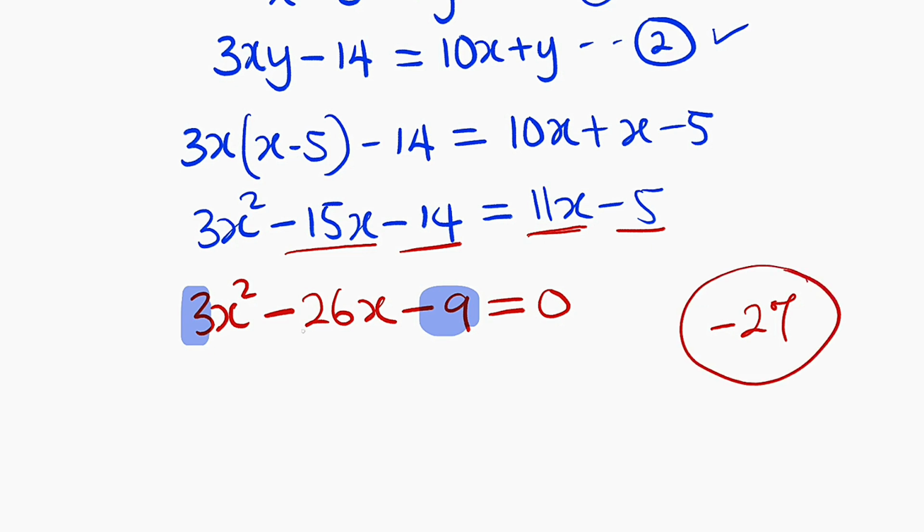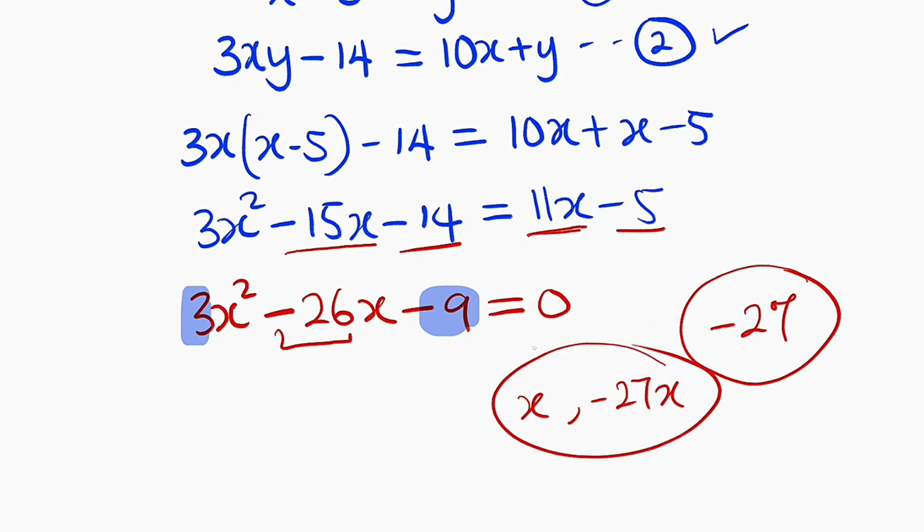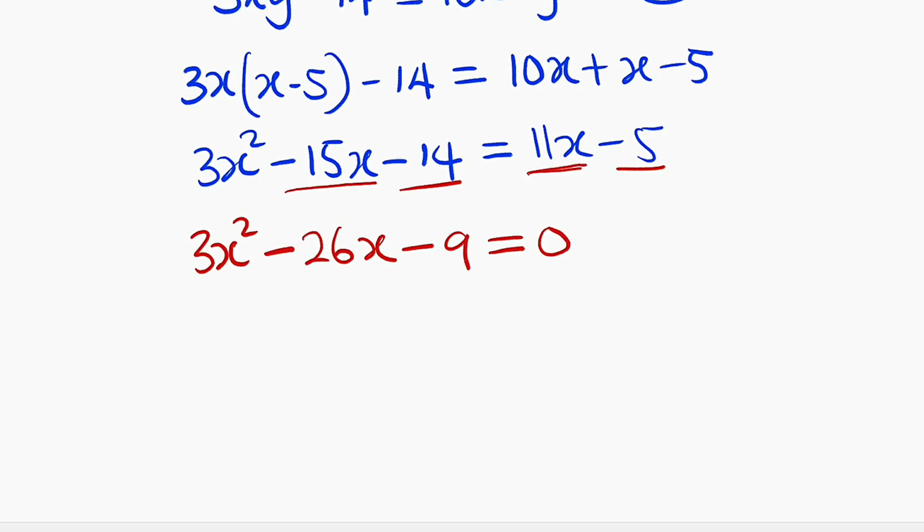And when added together, we get negative 26. And the numbers are 1 and negative 27. So instead of 1, we have x and also negative 27x. So we are going to replace this with the middle term. So we have 3x squared plus x minus 27x. x minus 27x is the same thing as negative 26x. And we have minus 9 equal to 0.